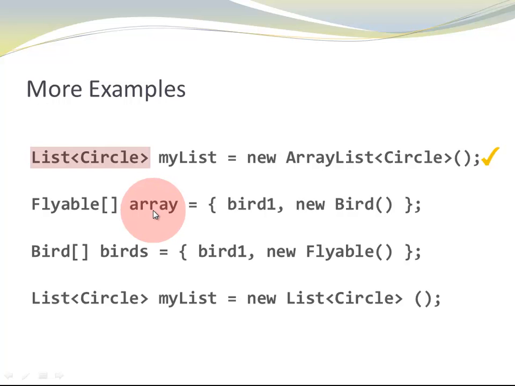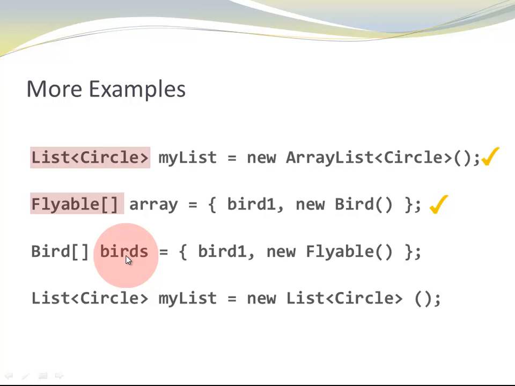Here I have a variable array. Its type is an array of Flyables. That is an interface type. Not a problem. I can use an interface type wherever I can use another type, so I can have an array of Flyables. I use an array initializer to initialize it with a variable bird1 and another Bird that I create right here in my array initializer. Both elements are Birds. Bird is a class that implements Flyable, so that is all good.